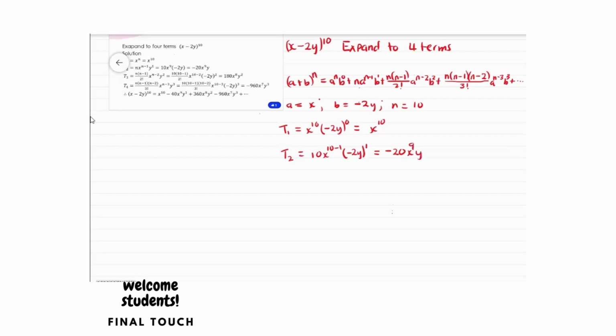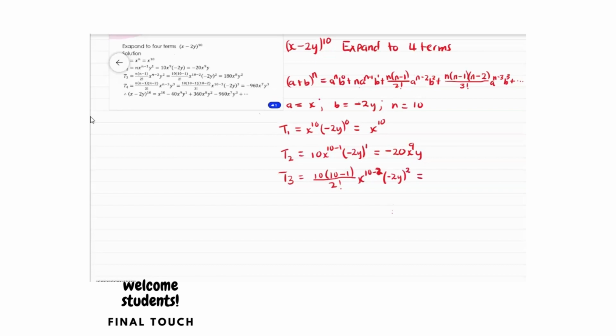And our third term. Here you can see the changes in our coefficient. We're going to have 10 into 10 minus 1 over 2 factorial, x to the power 10 minus 2, multiplied by, sorry, negative 2y squared.